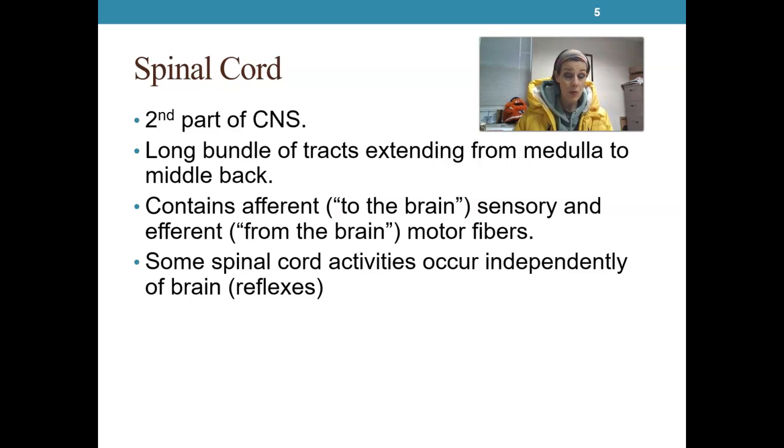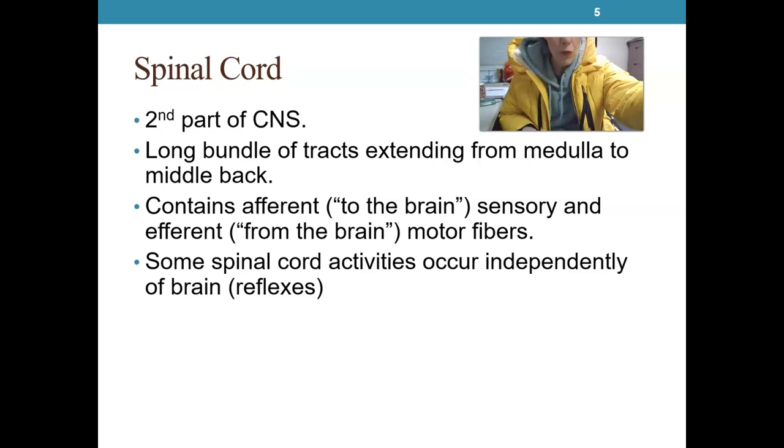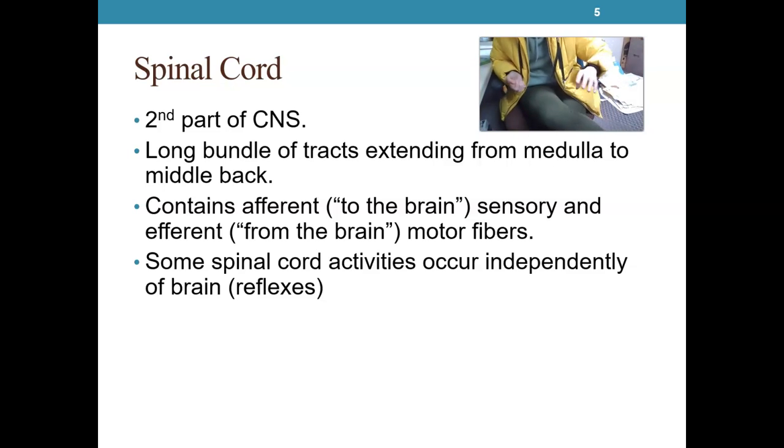Something we'll talk about more is that for a lot of different motor movements, you do actually need an intact motor cortex to be able to do them. For certain types of reflexes, though, that is not always the case. So for example, I'm going to kind of go down here so you can see in the little window.